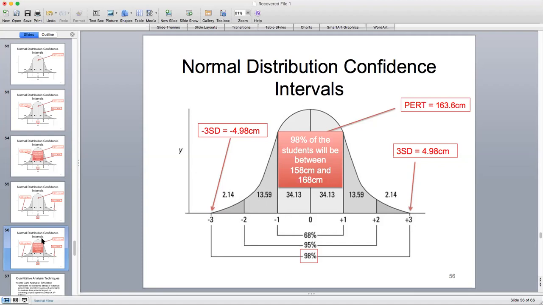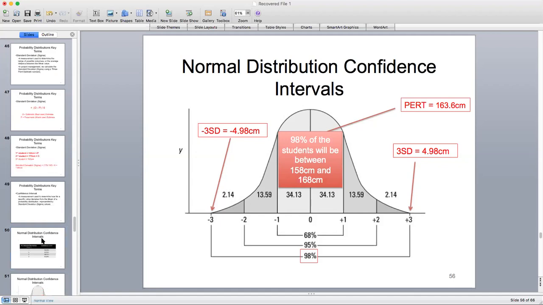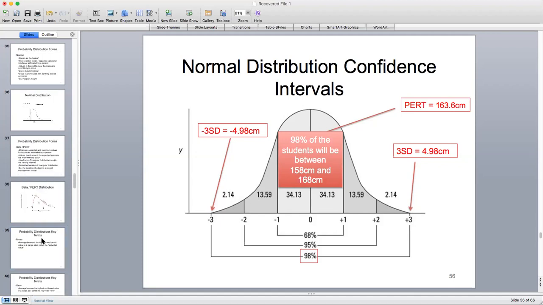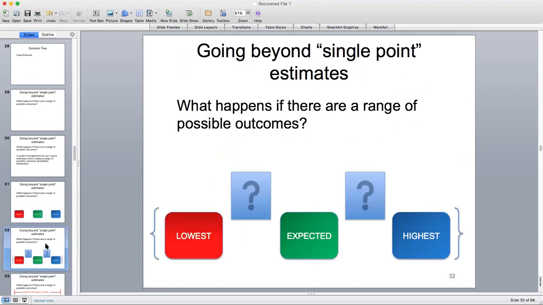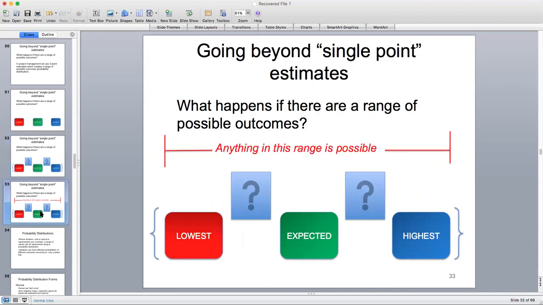So this is what we mean by confidence intervals. And why do we care about this? Why are we talking about this for project management? It's because, again, of the issue with single point estimates. What happens if we are using single point estimates and anything within the range is possible?